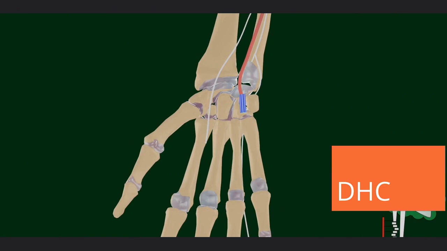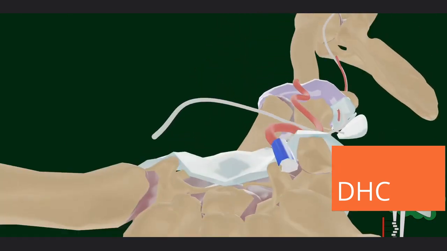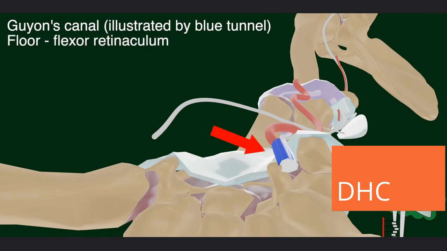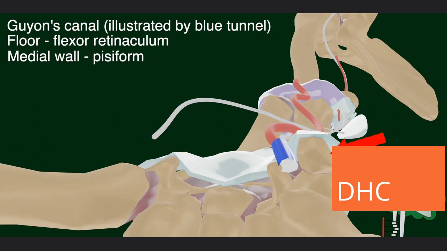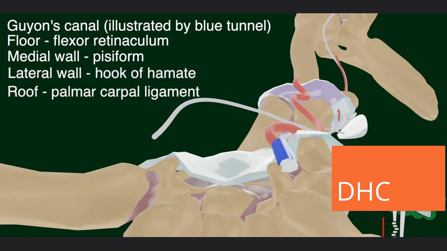with the ulnar artery over the flexor retinaculum. Here, both the artery and the nerve travel through a structure called the Guyon's canal. This canal is formed by many structures, such as the flexor retinaculum as its floor, the medial wall formed by the pisiform bone, the lateral wall formed by the hook of the hamate, and the roof formed by the palmar carpal ligament, which is not shown here.